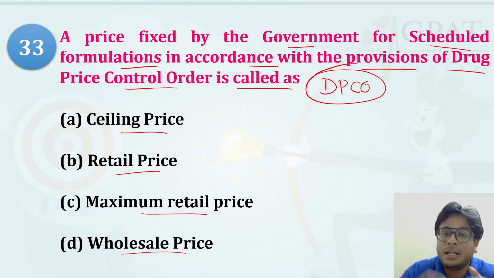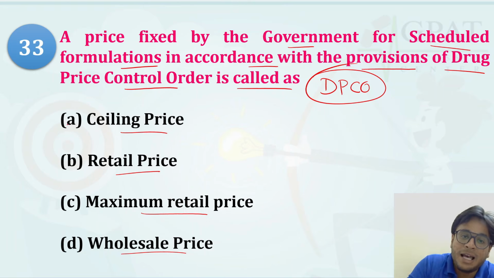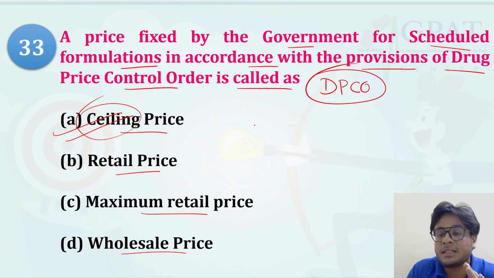So the price fixed by the government for certain medications needed by the majority of the population under the DPCO Act is meant to standardize the price that has to be paid for those drugs, and to make these drugs available to the normal population and poor populations as well. So the maximum price fixed by the government for that kind of drug is known as ceiling price. As it indicates, ceiling shows the highest, so it is the highest price for those particular drugs decided by the government. So option A is going to be the correct answer for that question.